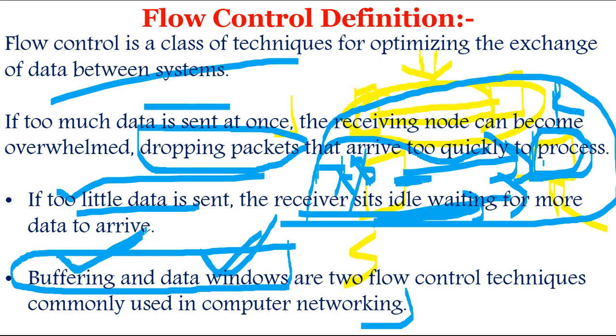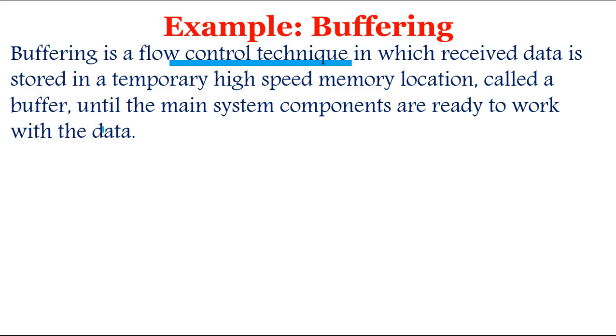Buffering is a flow control technique in which received data is stored in a temporary high speed memory location. It is called a buffer. Very simple. For example, this much data came, so it is going to be stored in a temporary high speed memory location, called a buffer, until the main system components are ready to work with the data.